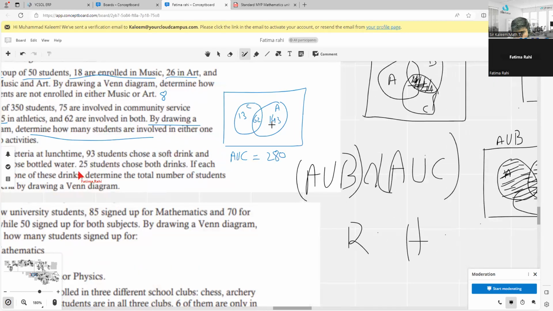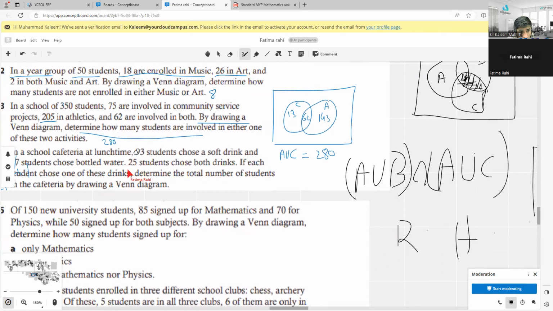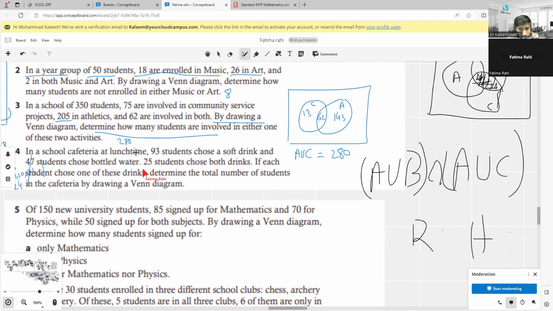Fatma, did you understand? Our answer will be 280. So 280 students are involved in some activities, maybe in one, maybe in two. It doesn't matter. They just ask for either one activity. But 70 students are not involved in any activity, neither in community service nor in athletics, because there are a total of 350 students. So any confusion in this one?